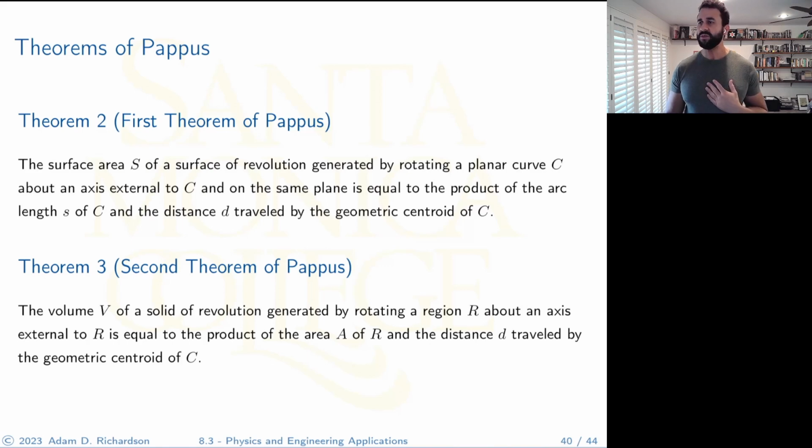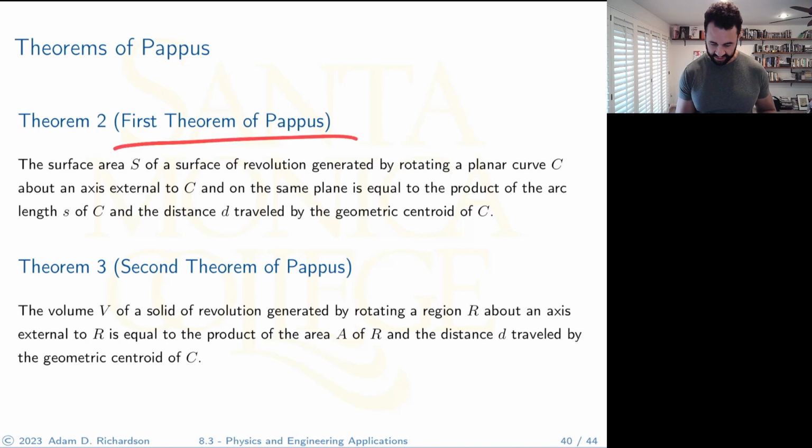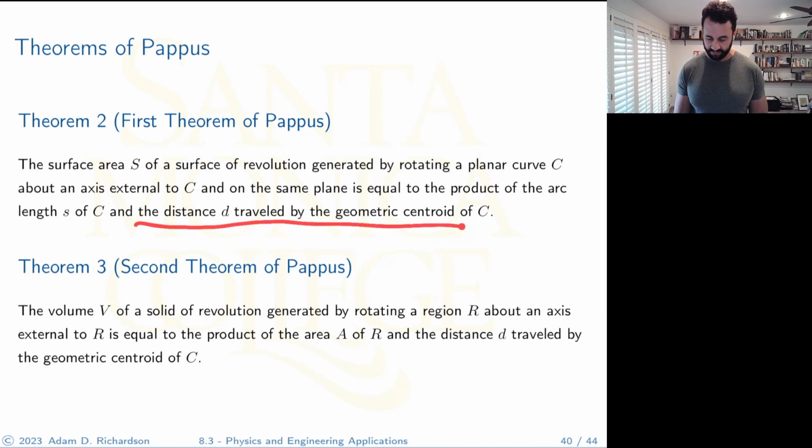But this is the one that I wanted to mention in the last section, but I wanted to hold off until we talked about what the centroid was, what the center of mass was, how it was being computed. So the first theorem is this: the surface area of a surface of revolution generated by rotating a curve C about an axis outside of C and on the same plane is equal to the product of the arc length S of C and the distance D traveled by the geometric centroid.